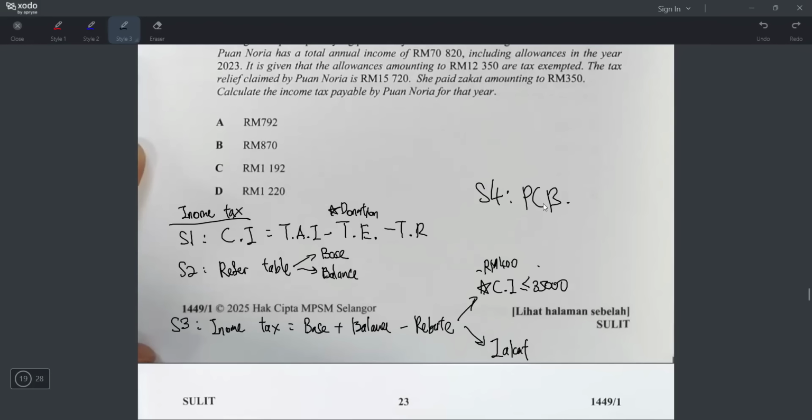And if they give you PCB, in the questions you have to times 12 first. After times 12, you compare the PCB total with the income tax. If the income tax is higher than the PCB, that means you take the income tax minus PCB, and that means you kurang bayar. If your income tax is higher than PCB, you take tax minus PCB, you get positive, so that one is kurang bayar. But if you take your tax minus PCB and you get negative, that means your PCB is higher, that means it's lebih bayar.